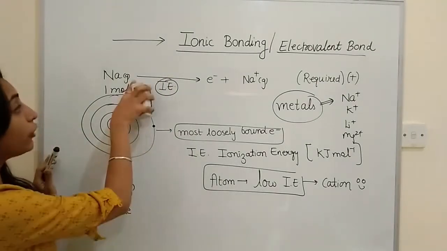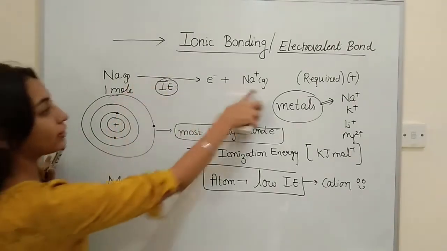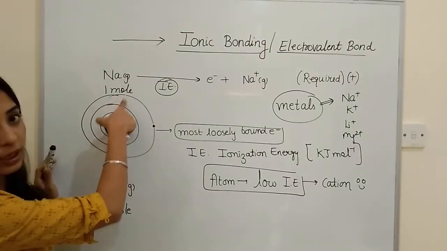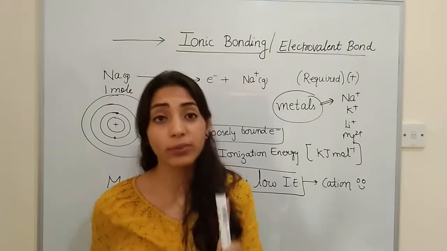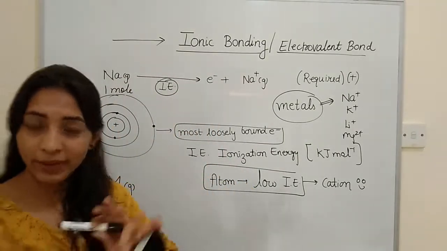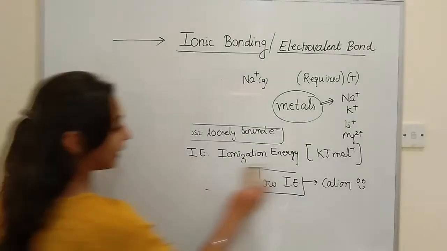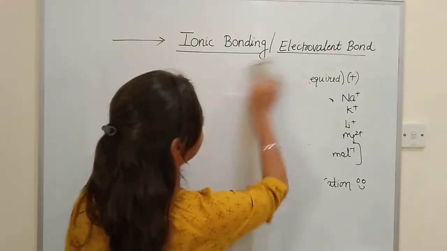From now onwards, you will not forget to mention gaseous. These are important things. Another important thing is 1 mole. We always talk about 1 mole of the gaseous atom. Done? Now let us move ahead and see what is the case for anion.